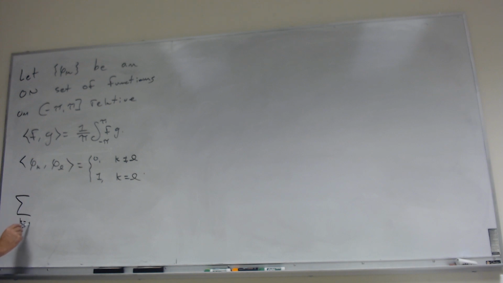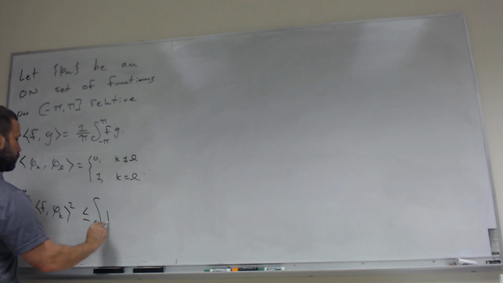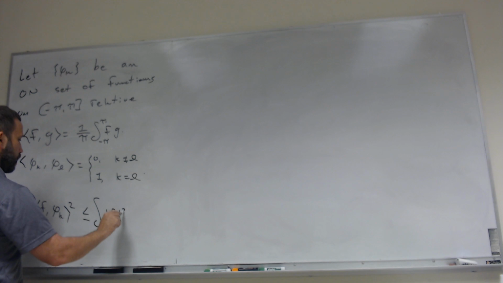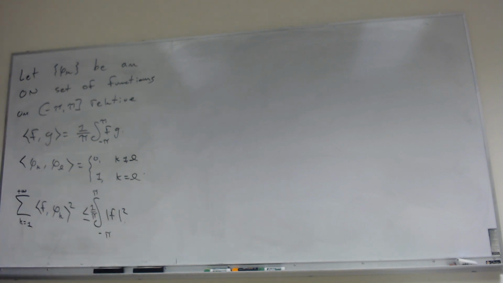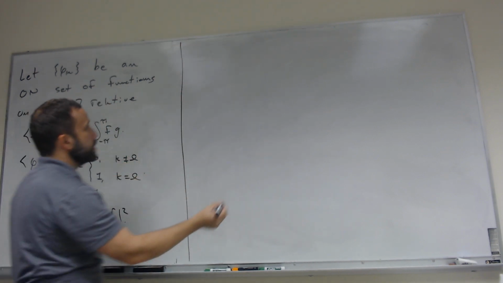The sum from k equals 1 to infinity of the inner product of a function f with the phi k's, and I square, so I'm summing up the square of all of these inner products. This is going to be less than or equal to the integral of the square of the function, with a 1 over pi here. Okay, and I actually want to write this right-hand side just a little bit differently. And that's what's going to motivate the following definition.